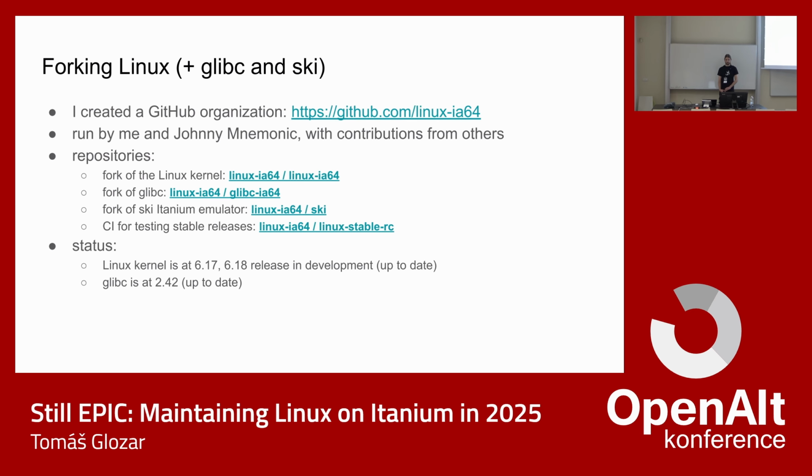And the current status is that the Linux kernel is at 6.17, as I showed you, and the 6.18 release is in development. I have to update some IRQ-related code that got changed upstream, but it won't be very difficult, I think. And glibc, which also removed Itanium in the meanwhile, is at 2.42. And Johnny is working on that. I don't know all of the details. It's apparently a bit broken at the moment, but some fixes were sent by our other contributors, and we are working on it.